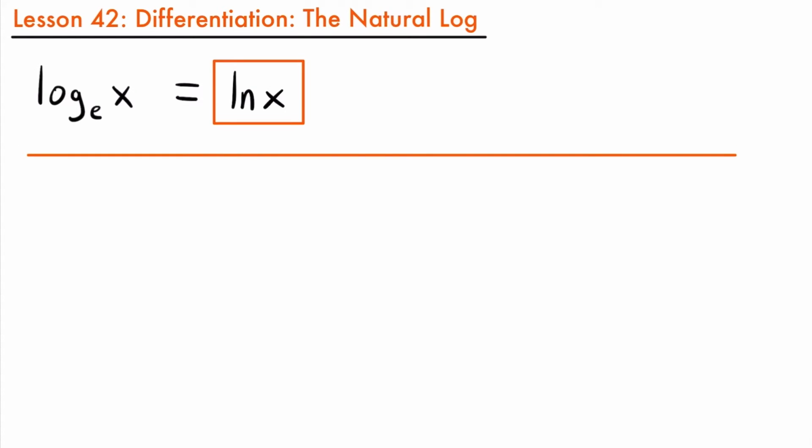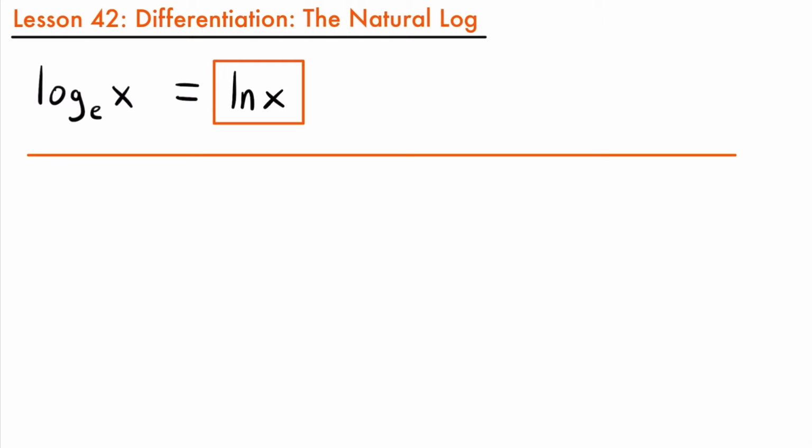All right, welcome back. Today we're going to be talking about how to take the derivative of the natural log function. And so just a quick recap on what the natural log function is in case you have forgotten from your pre-calculus course. The natural log function is a log function with the base of e, which is Euler's number.